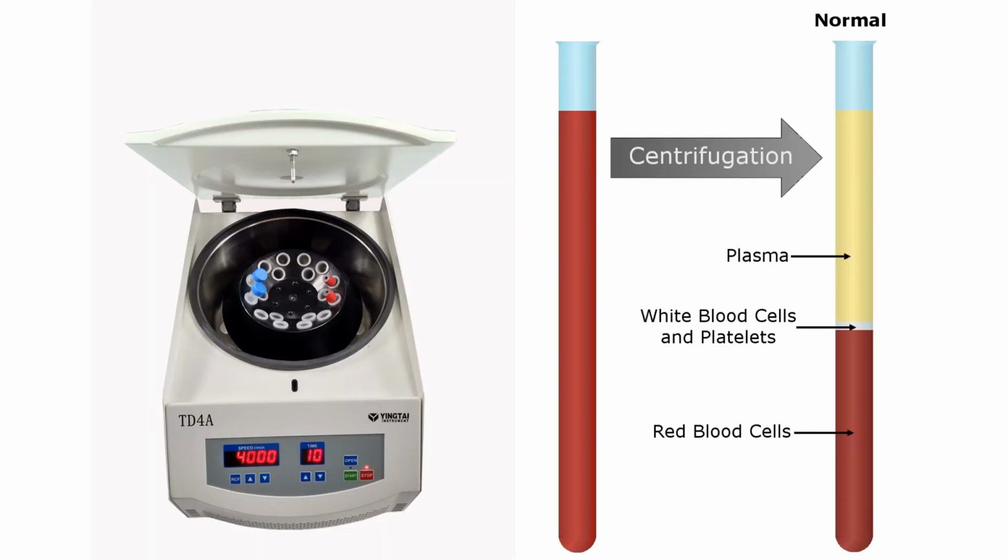So if we centrifuge blood, the components of blood get separated. At the bottom we have the heavier component like the red blood cells. In the middle we have the white blood cells and platelets, and at the top we have plasma.